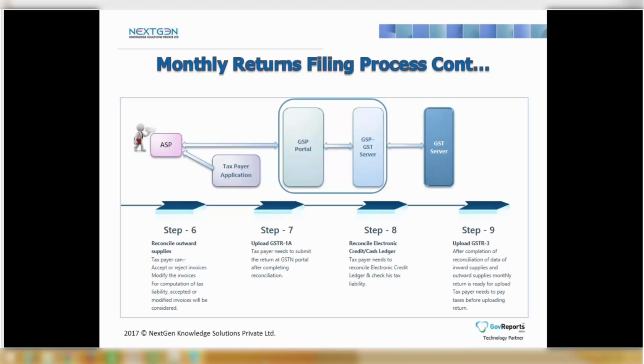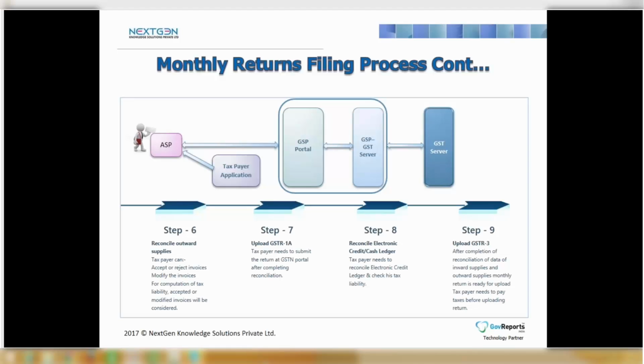See, after the taxpayer has uploaded GSTR 1A, but before filing the monthly return, the taxpayer needs to reconcile the electronic credit ledger and electronic cash ledger and upload it. Then the last step is uploading GSTR 3. See, after the taxpayer has reconciled the electronic credit ledger and electronic cash ledger and he has made the payment of taxes, then he can upload the monthly return.